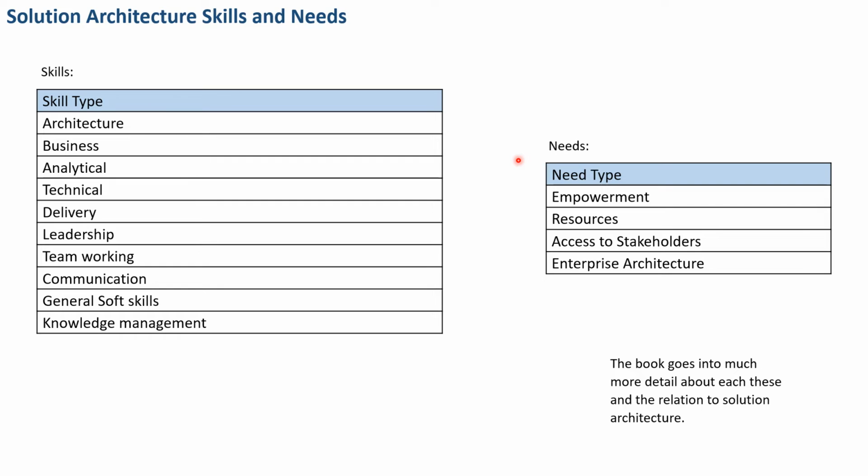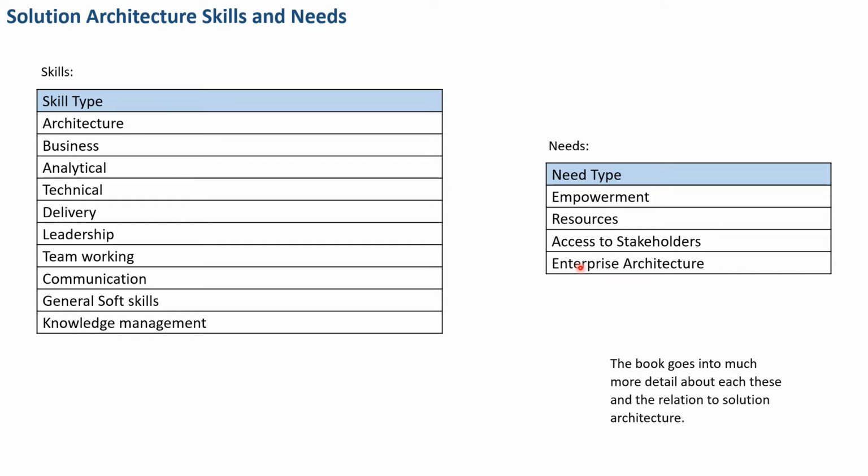Also alongside skills are needs. This means what you need from the business to do your job. You need to be empowered to make decisions and see through decisions. You need to have resources to implement solution architectures. You need access to stakeholders. A common issue is there are stakeholders, but they can't give you time or, for whatever reason, can't give you the information you need. So you need access, and you need an enterprise architecture to work within.